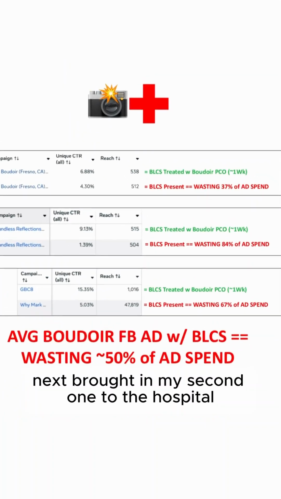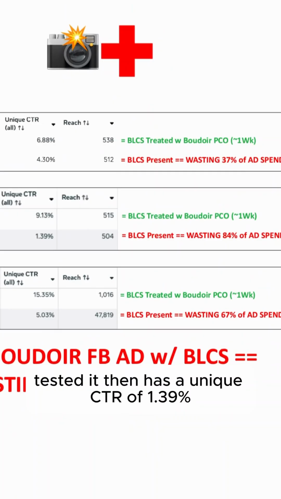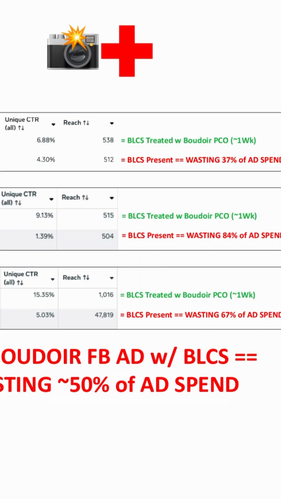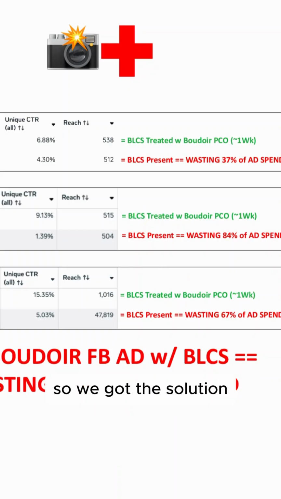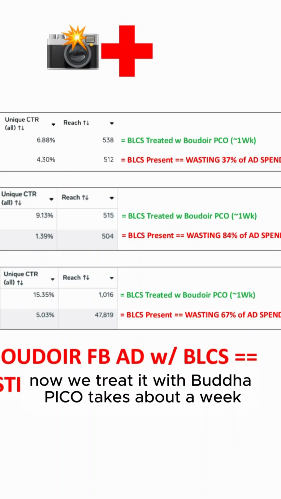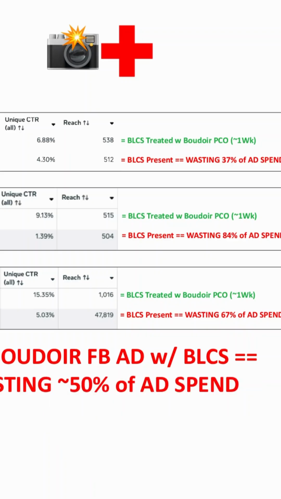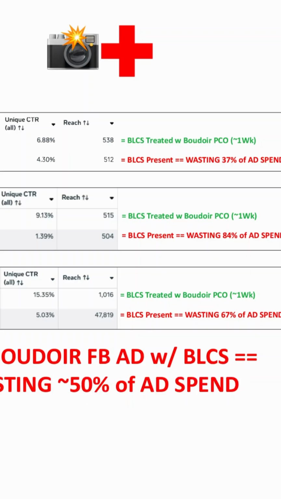Next, brought in my second one to the hospital, tested it, found it has a unique CTR of 1.39%. So we found out that BLCS was present. Unique CTR all under 6%, boudoir low click syndrome is present. So we got the solution now. We treated with boudoir Pico, takes about a week. We got the unique CTR all up to 9.13%. And we found out the original boudoir Facebook ad is wasting 84% of its ad spend.